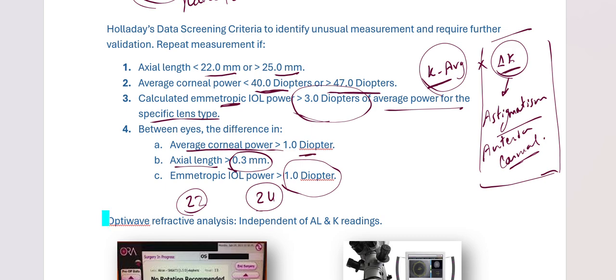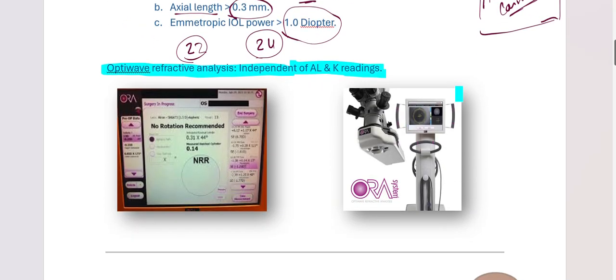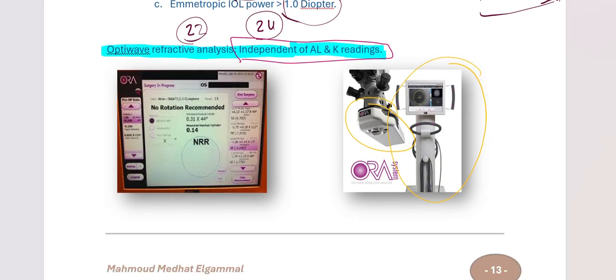Now we come to the OptiWave, ORA, OptiWave Refractive Analyzer. This is a machine, an integrated software and hardware attached to the microscope, and the software gives you an accurate lens calculation, an accurate IOL calculation. So you perform your phacoemulsification, remove any debris, fill the anterior chamber with viscoelastic, make sure the pressure inside the eye is within normal range, and take a biometry measurement by the ORA system, and it gives you a calculation of the IOL power. This calculation is independent of axial length and K readings. It depends solely on aberrometry of the eye.